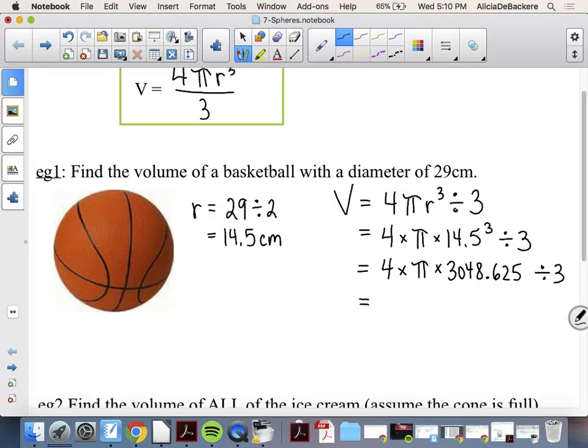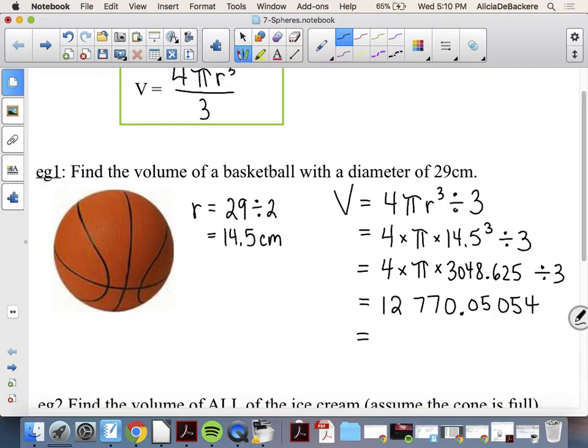Now that I have all multiplication and dividing, I can type this all in at once. If you don't like to use your pi button, you could type in 3.14 when you get to the pi. I used my pi button, and I got this answer. If you didn't use your pi button, you used 3.14, you'll get a number close to mine, but the decimal is going to be a little bit different.